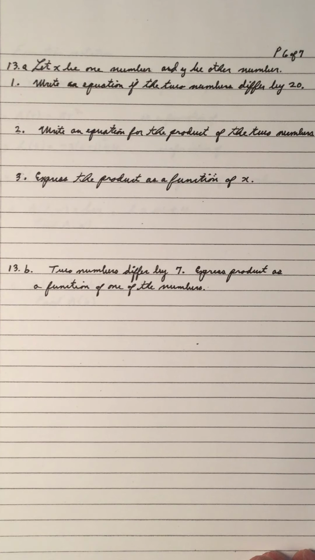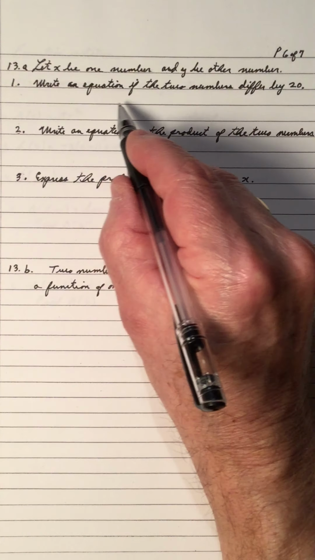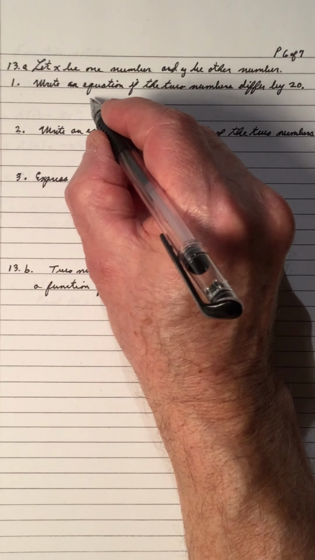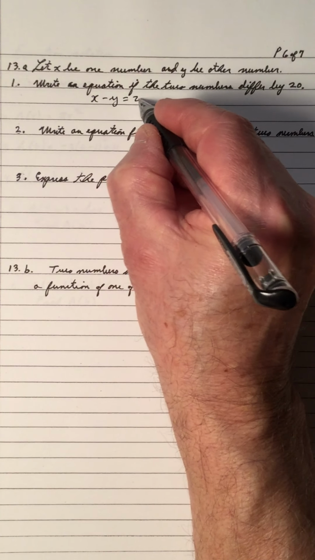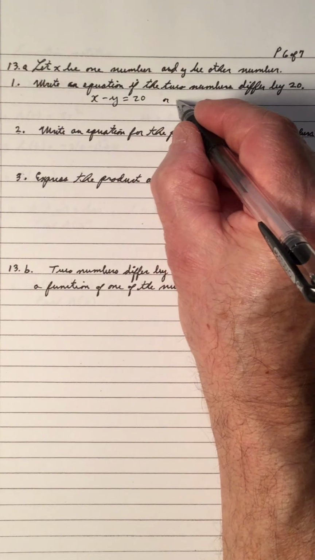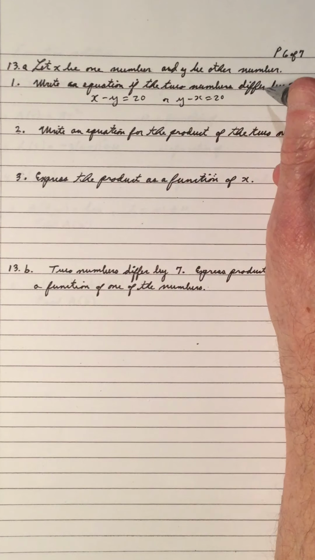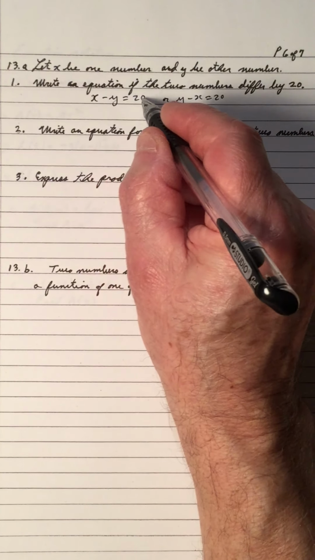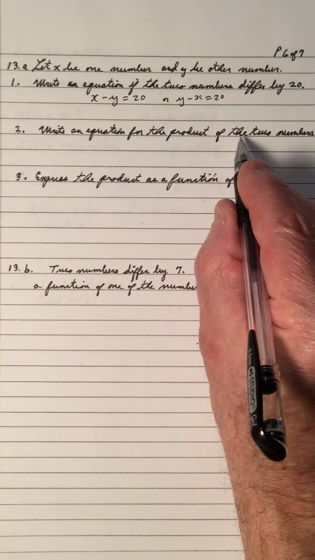Number 13. Let x be one number and let y be another. Write an equation if the two numbers differ by 20. So the two numbers differ by 20. That means x minus y equals 20, or you could have y minus x equals 20. Two numbers differ by 20. You want an equation, you're subtracting them. So it's either or: x minus y is 20 or this one. Differ means to subtract.